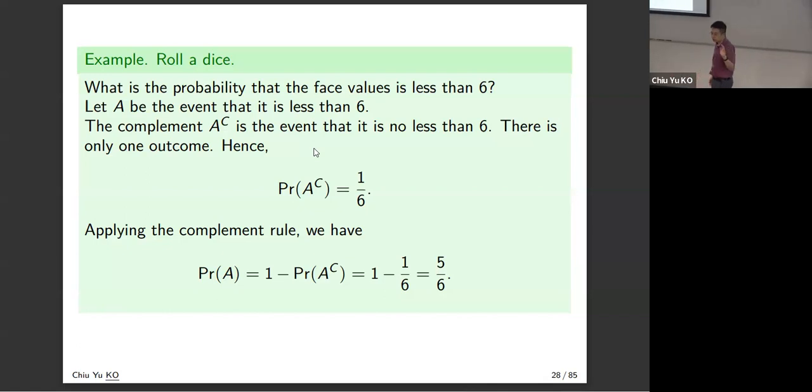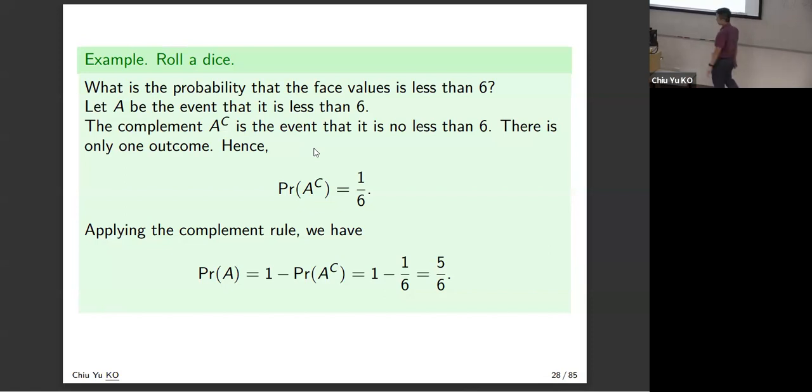So how can we do it? Consider exactly the complement. The complement of less than 6 is just one thing, just 6. So it's just 1 minus 1/6, and we're done. You can see that we don't do any counting at all. The thing is much easier because A complement can be much easier than calculating A. So that's the idea.